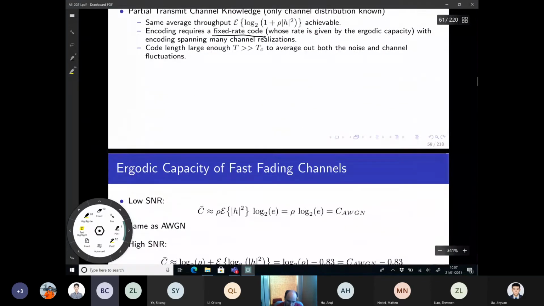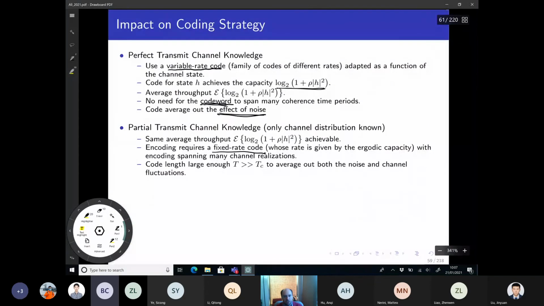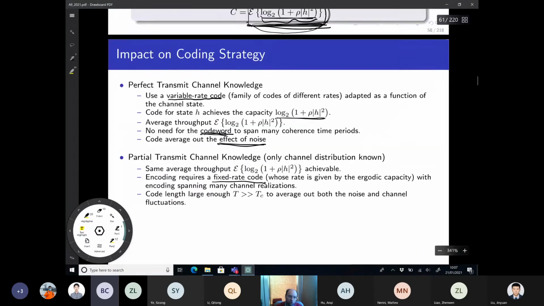Okay, so to understand this in more detail, we have to go into the information theory. Even I think Chong does not cover this notion of ergodic capacity. But this is essentially what the information theory tells us in terms of designing wireless systems.